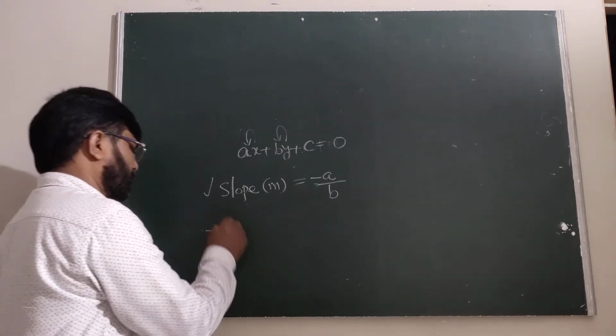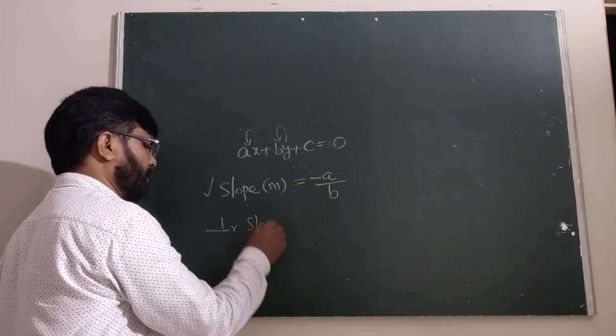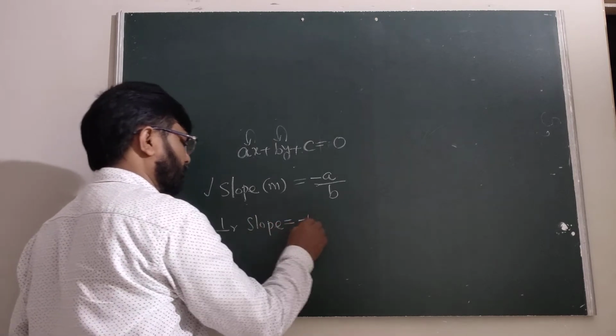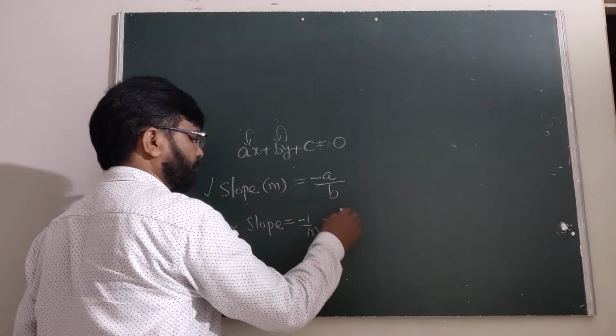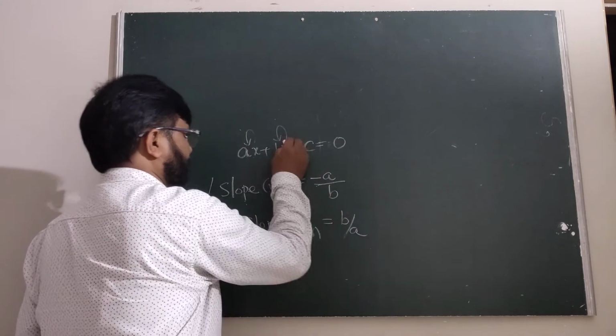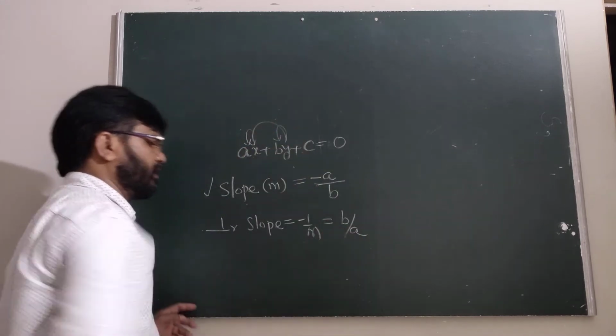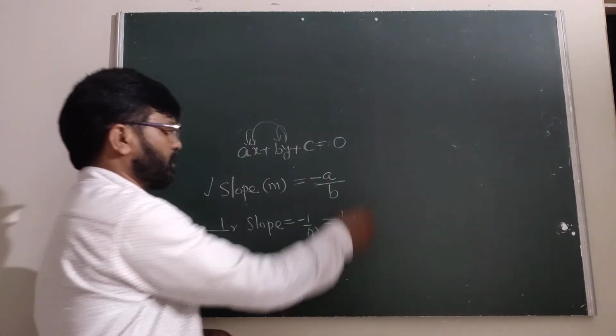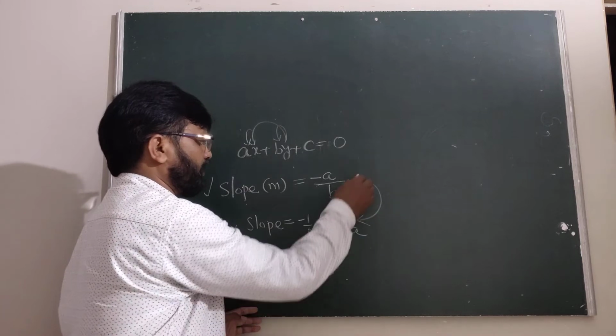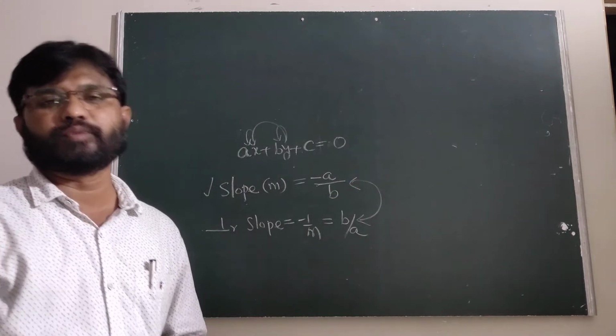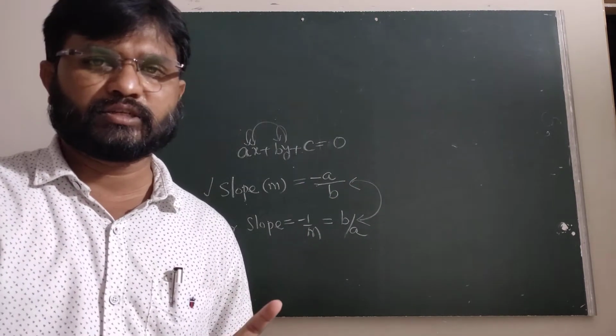But the perpendicular slope is undoubtedly minus 1 by m. Then it is b by a. The perpendicular slope of the line is b by a, because when the product of the slopes is always minus 1, the lines are said to be perpendicular lines, okay.